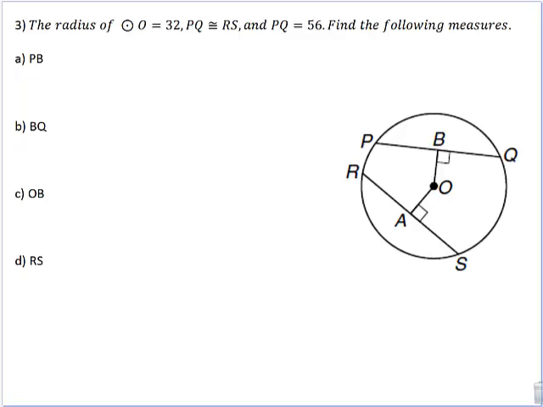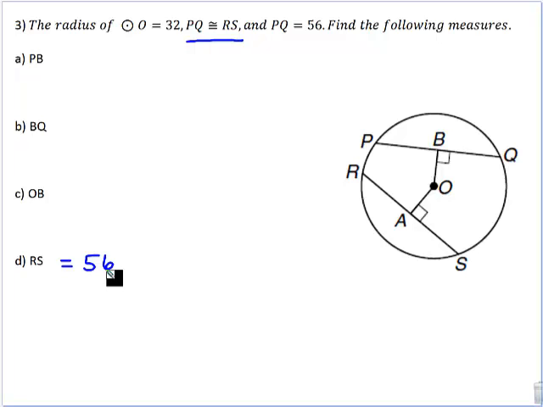The radius of circle O is 32. PQ is congruent to RS. PQ is 56. Find the following measures: PB, BQ, OB, and RS. RS is 56, we know that already. So PQ is 56, so you're saying RS is 56 as well. Why is RS also 56? Because it tells us right here that they're congruent to each other, so RS is 56.